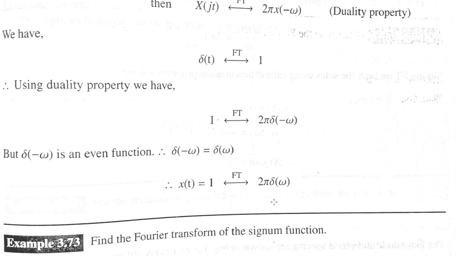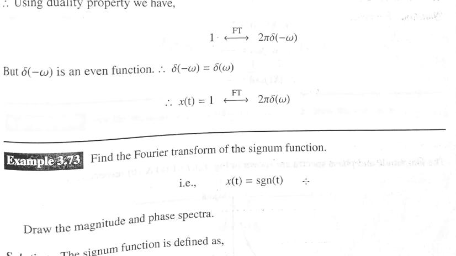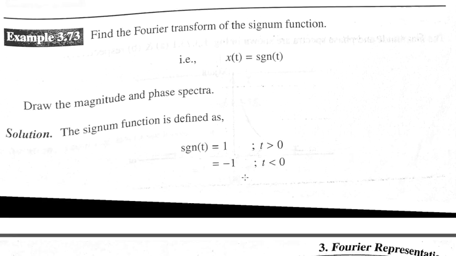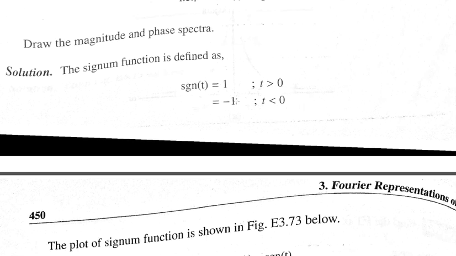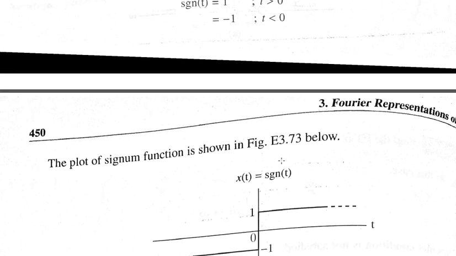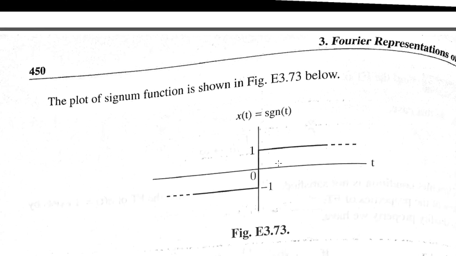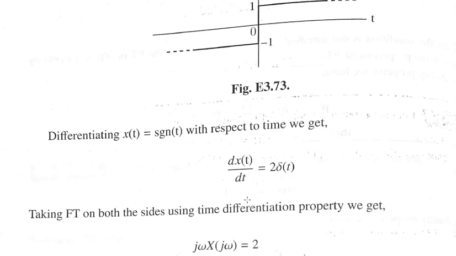So this is also one of the important things. Then the next thing is the Fourier transform of the signum function. The Fourier transform of the signum function x of t is equal to sgn t. The signum function is given in this way. So sgn of t is equal to 1 for t greater than 0 and is equal to minus 1 for t less than 0. So the signal looks in this way. For t greater than 0 it is 1, for t less than 0 it is minus 1.